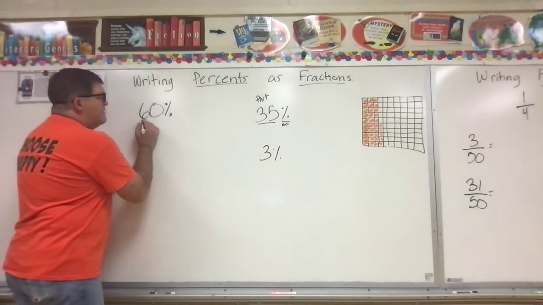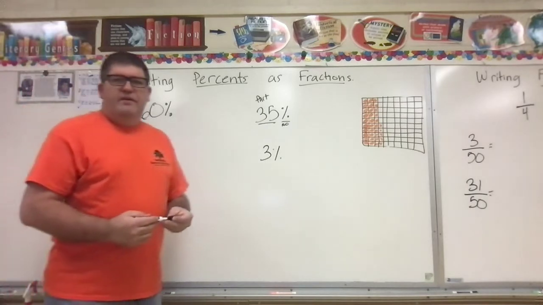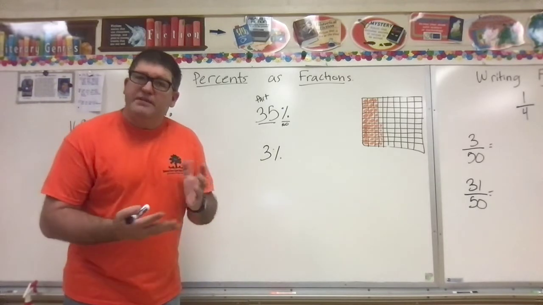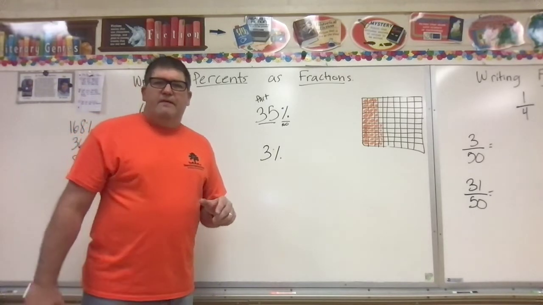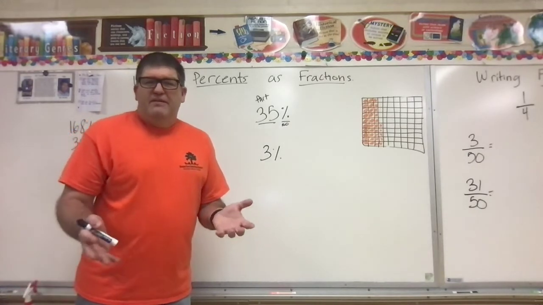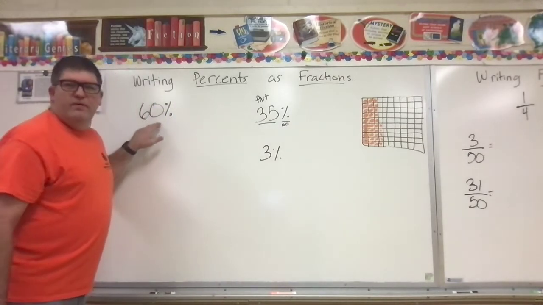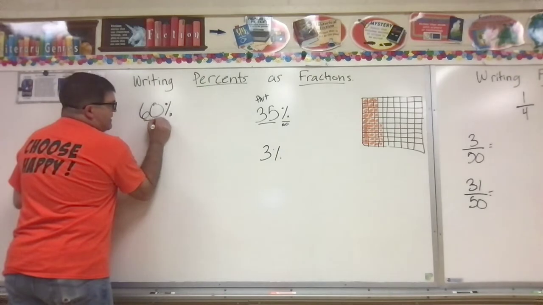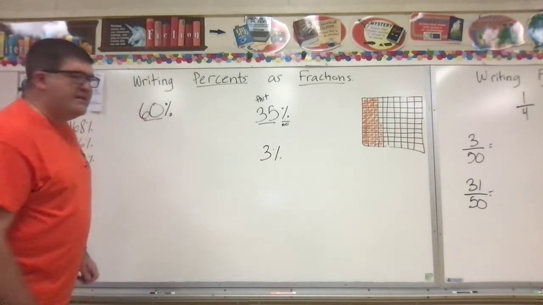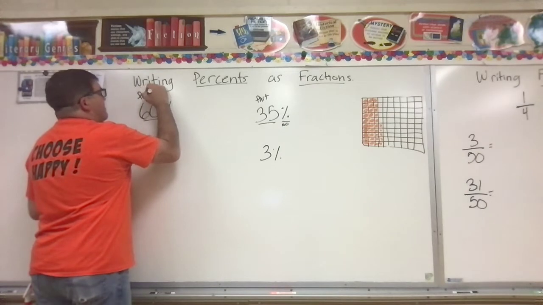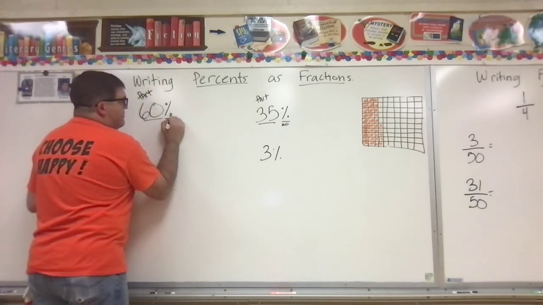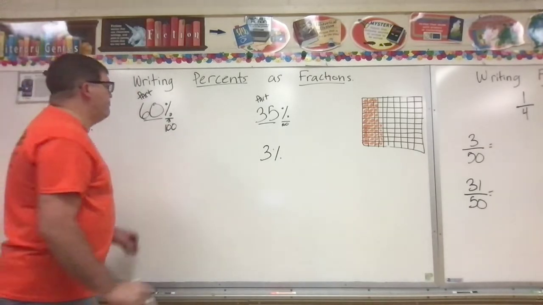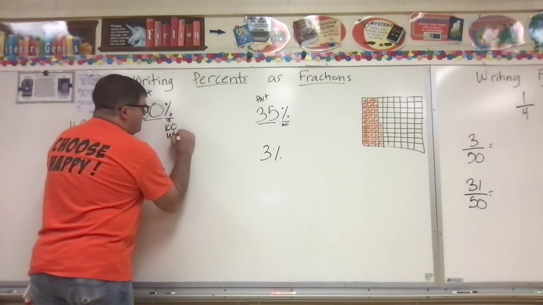If I have a number 60%, 60% means I don't have 100%. If I had 100%, I'd have everything. I don't have everything. 50% we know is half. So 60% is a little bit more than 50%. So I have more than half. This part of the percent, the 60, that's the part. Now this percent symbol represents 100. Okay? And that would be the whole.